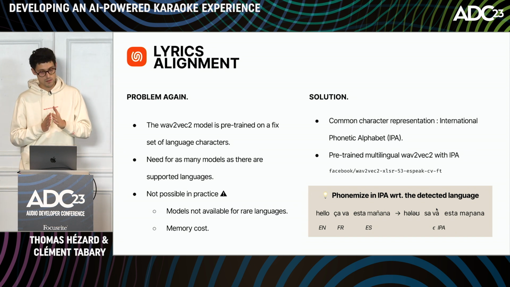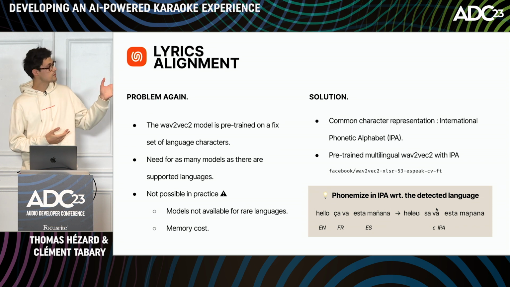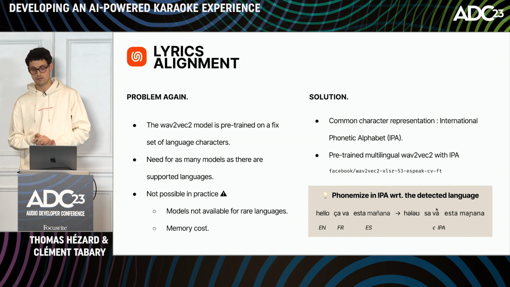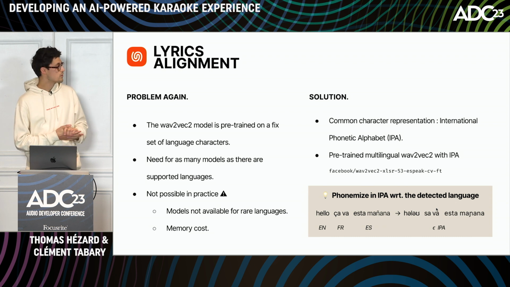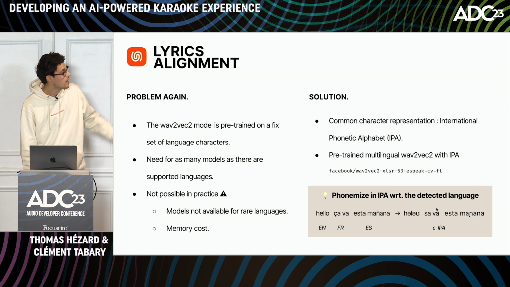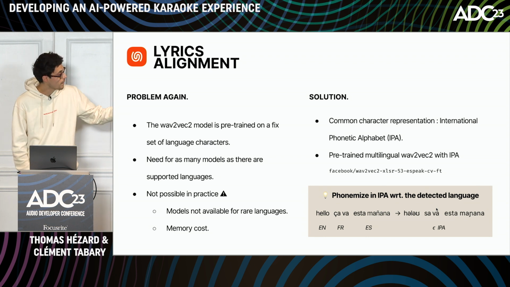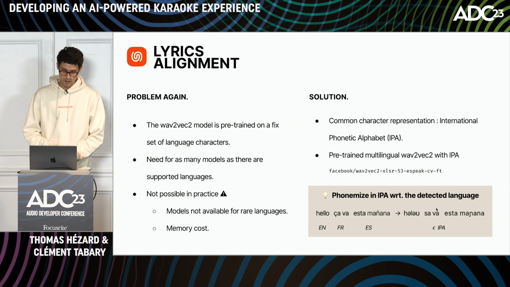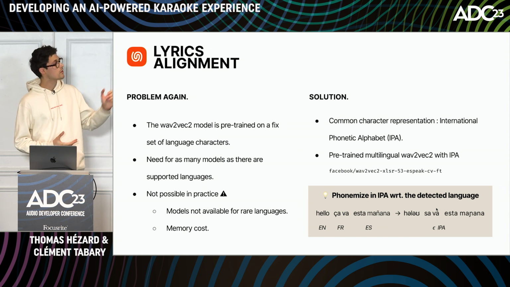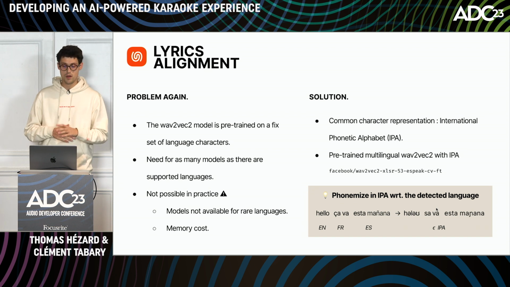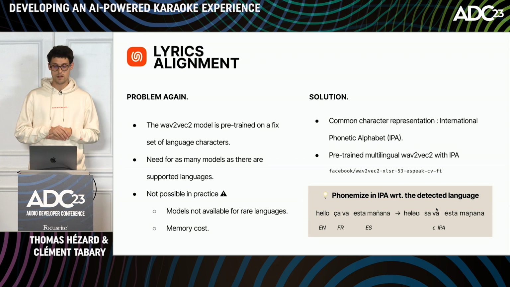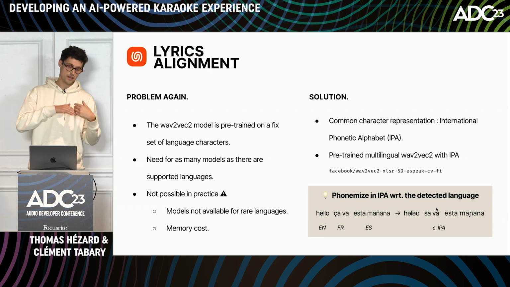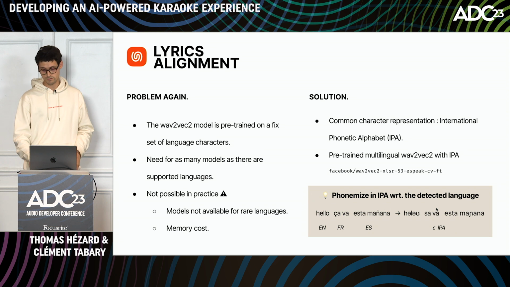We go for an intermediate representation. We use this solution called IPA, which stands for International Phonetic Alphabet, which is a set of labels used to describe any sound in a given language. So you just give the language, for example English, you process the letters, and you get some labels from IPA, and this would be the common representation for all the languages. With this, we already have a pre-trained multilingual Wave2Vec2 with IPA, and this time we can merge every bit together, and we have the alignment in the IPA realm, and we map back then to the letters we had before.